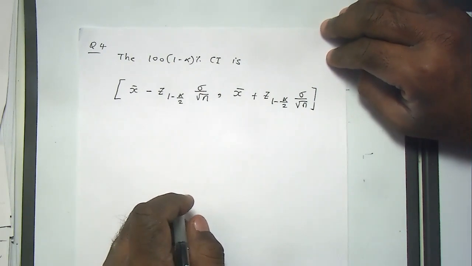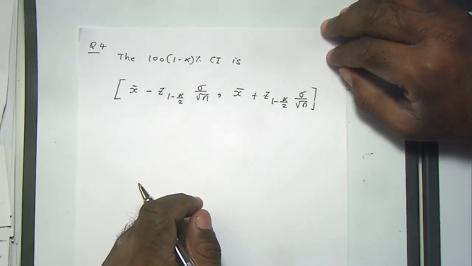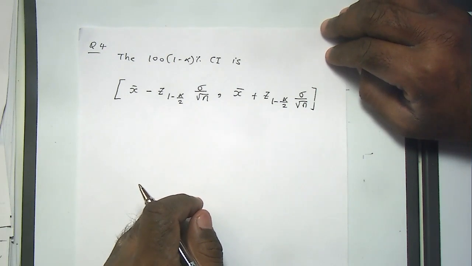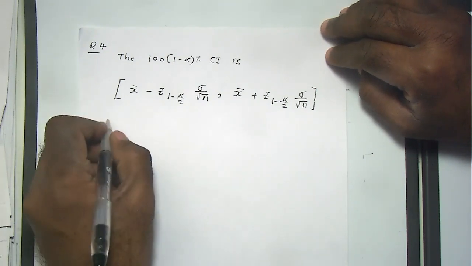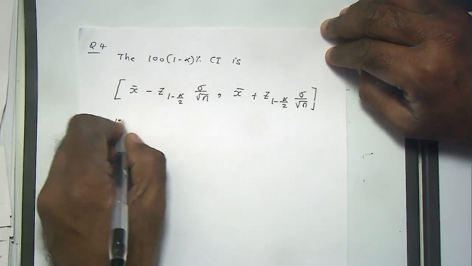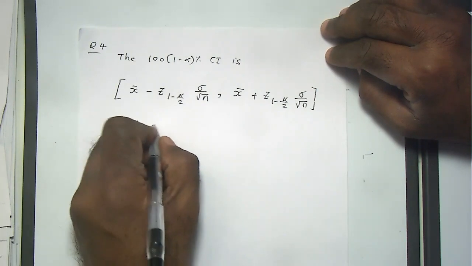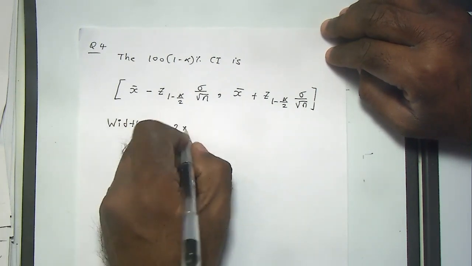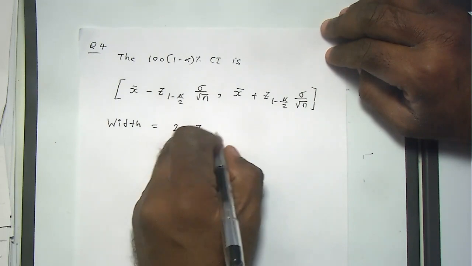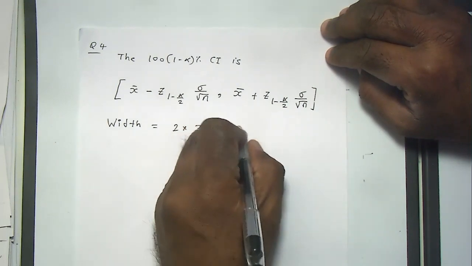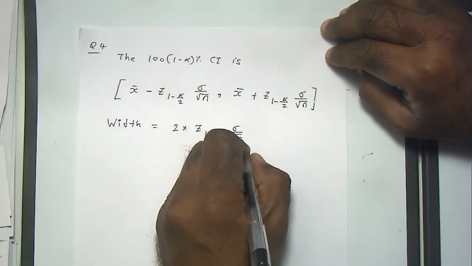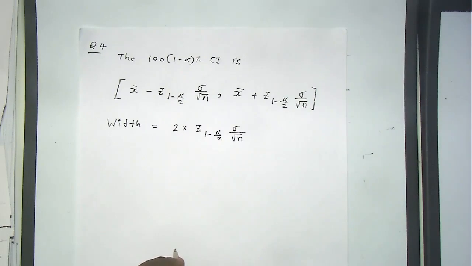Now it's asking you what is the width. What is the width of this confidence interval? Can somebody tell me? The width of this confidence interval is equal to 2 times z times sigma over root n. Right, this is the width. Now the question is which variable quantities affect this width? It's kind of obvious, right?